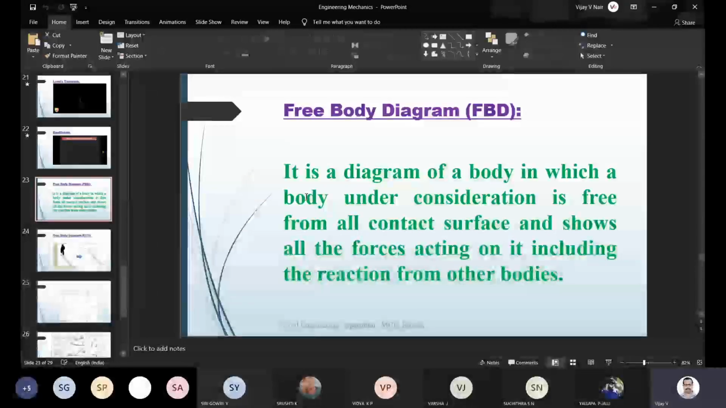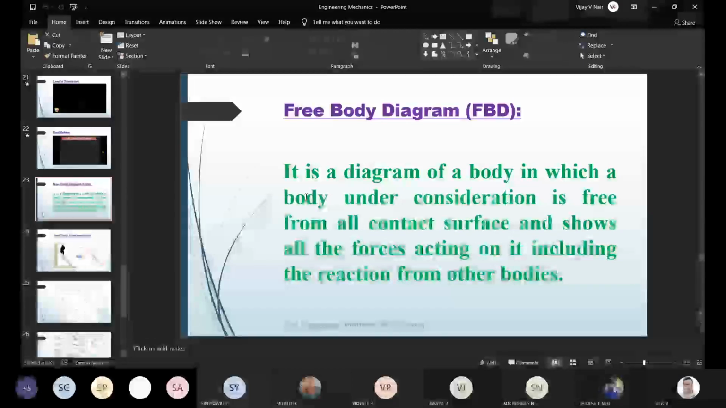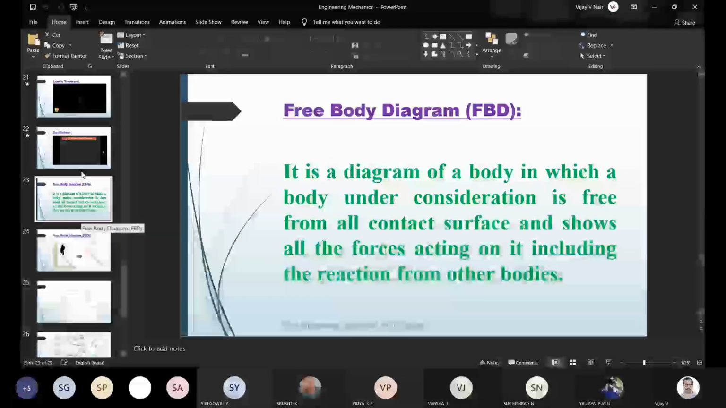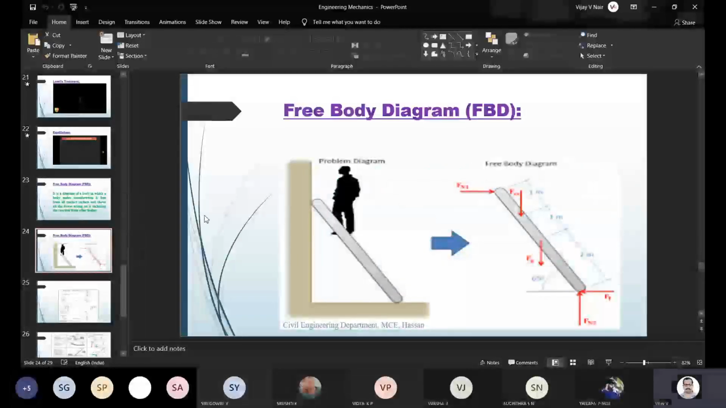As you've seen in the basic idealization of mechanics and the basic principles, if you are talking about a force, all its characteristics should be defined: the magnitude of the force, the direction of the force, the line of action of the force, as well as the position of the force, that is, at what distance that particular force is acting. If those parameters are known to you, you can easily create a free body diagram.